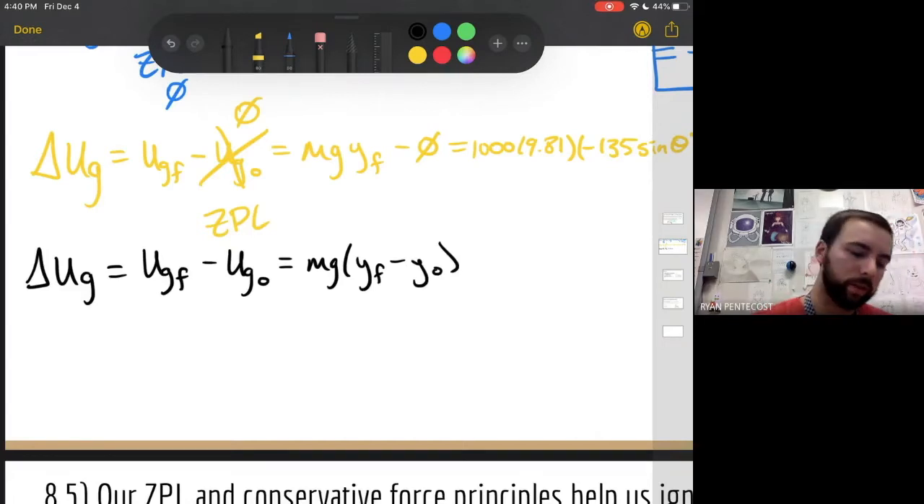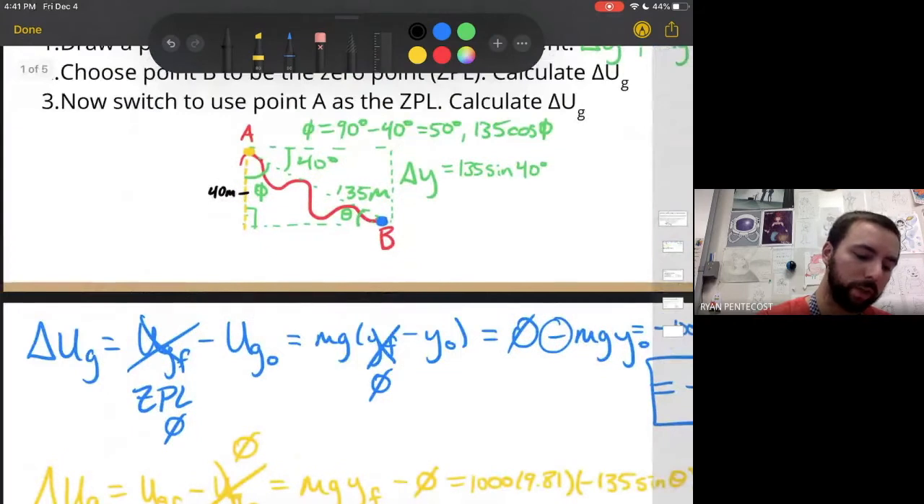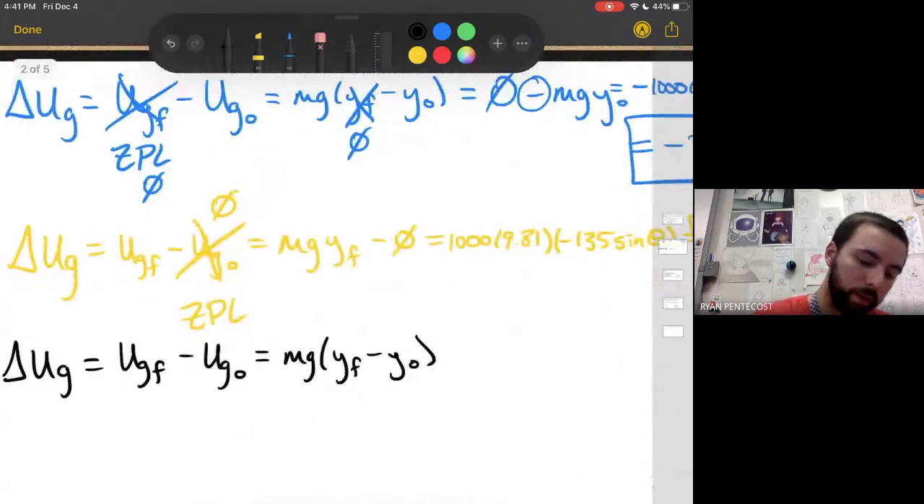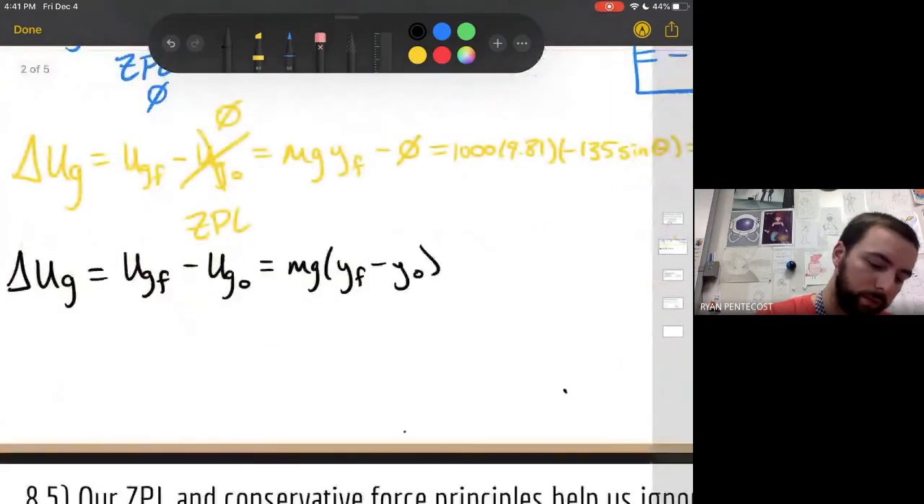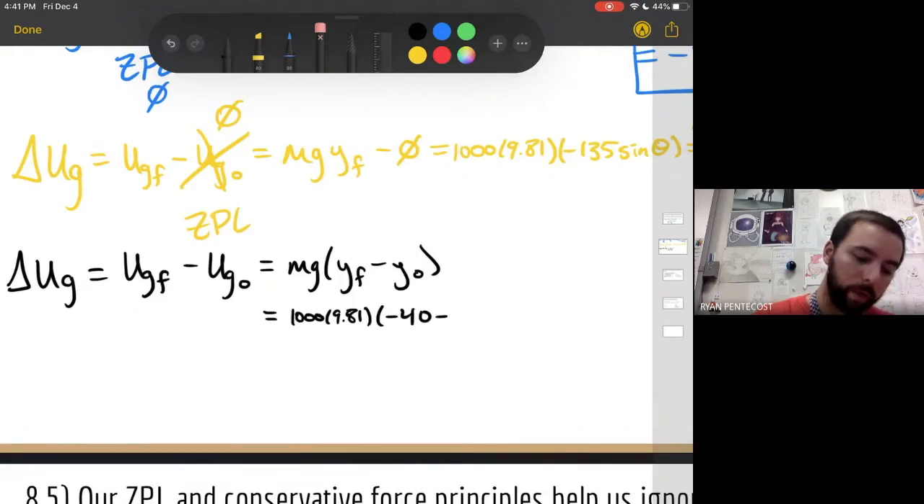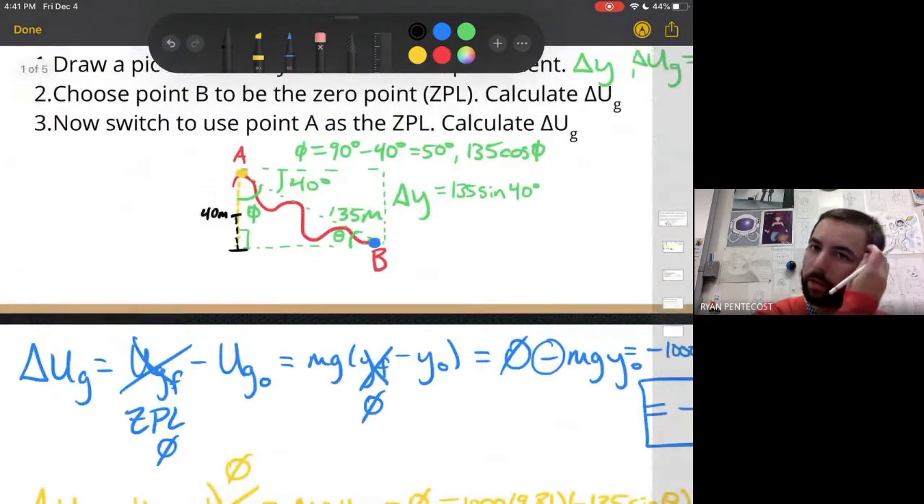Now first, let's look up here. Y final is really easy: the difference between here and here is 40 meters. But it is below the ZPL, so that is negative 40. So here we will have 1,000 times 9.81 times negative 40 minus. Now let's see our y initial. This is actually a trick that we've already done before. We did this in our last video.